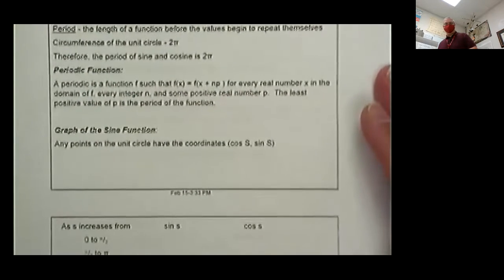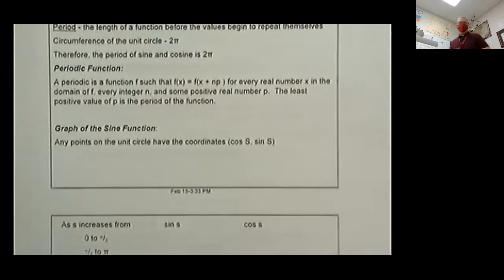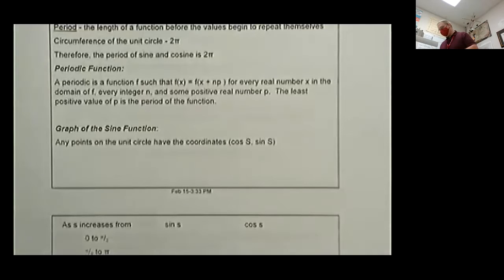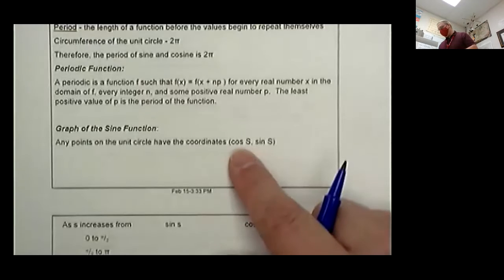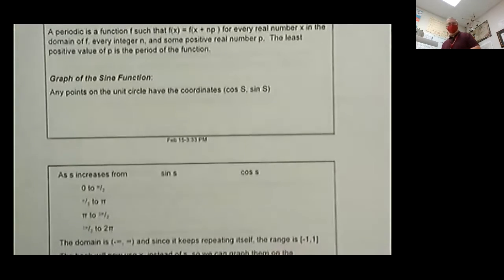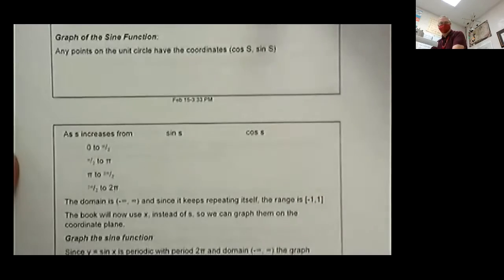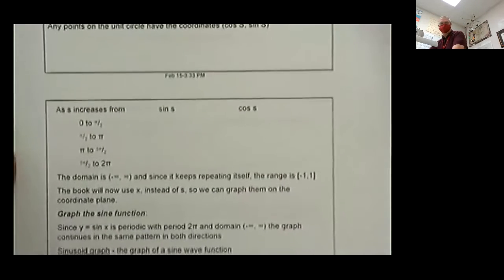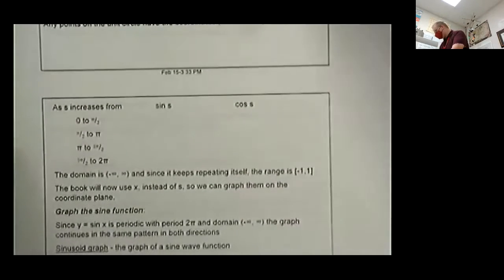So let's look at the graph of the sine function. The graph of the sine function is based on any points on the unit circle that have coordinates cosine of s, sine of s. So remember, cosine is the x value, sine is the y value. And let's recall that as s increases, so we're thinking of the unit circle. It might help you to pause and get your unit circle out to verify all of this.